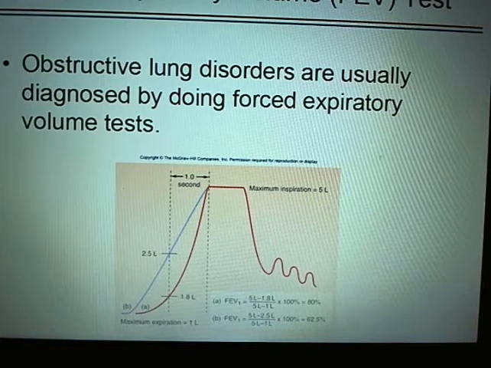FEV is your forced expiratory volume. You have FEV 1, 2, and 3. 1, 2, and 3 are seconds, and it shows just how you're able to move air in and out.